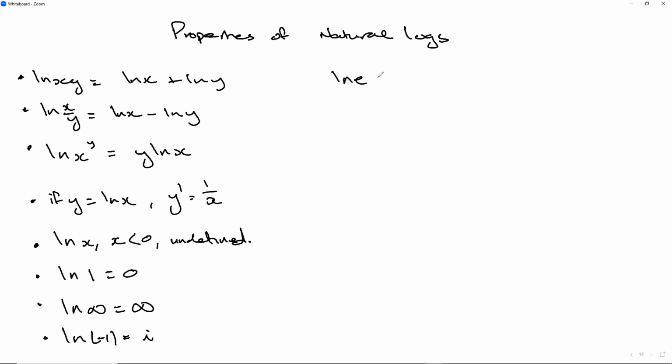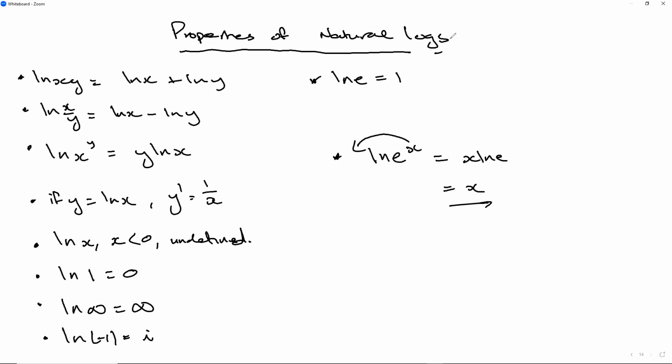Another one was ln of e equals 1. Alright, so if I have ln of e to the power of x, then that's going to be equal to x, right? Because that would imply x ln e, which will be x times 1, which is x. Alright, so there's another two more properties over there. Properties of natural logs.